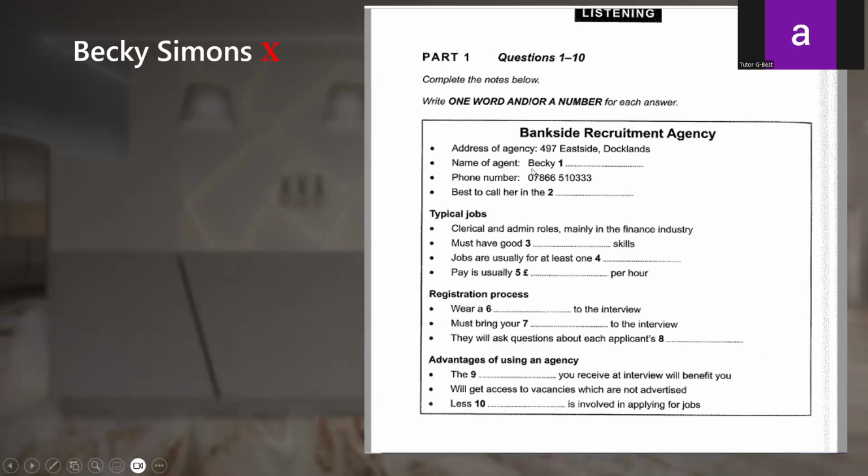Why? Because Becky is already written here for you, and you are supposed to complete this line. So if you put Becky Simons here, you are repeating the word Becky. So what will be your answer? Just Simons to complete the blank space. So you are completing the line. Don't duplicate answers. That's rule number one. Don't duplicate answers.